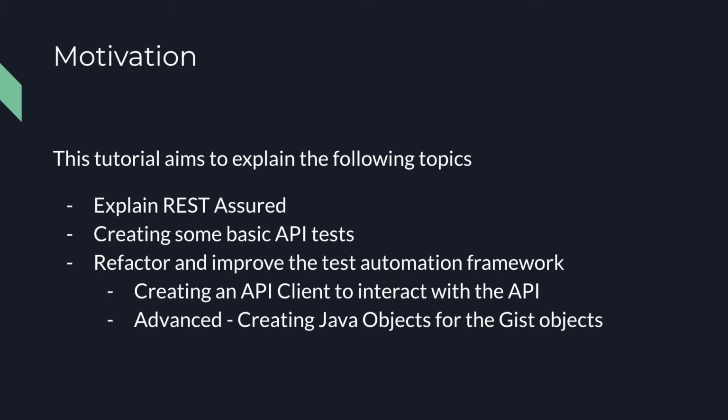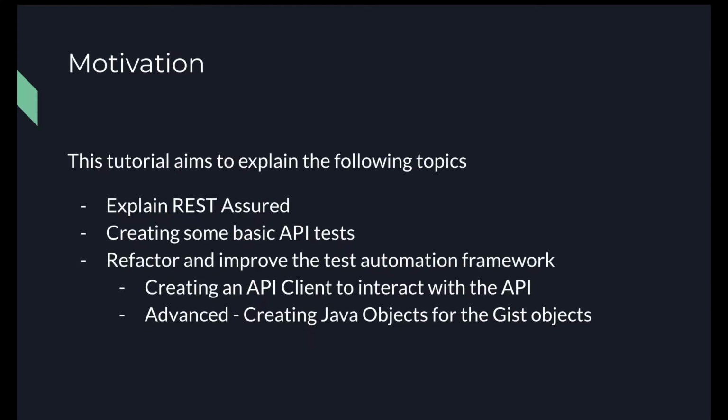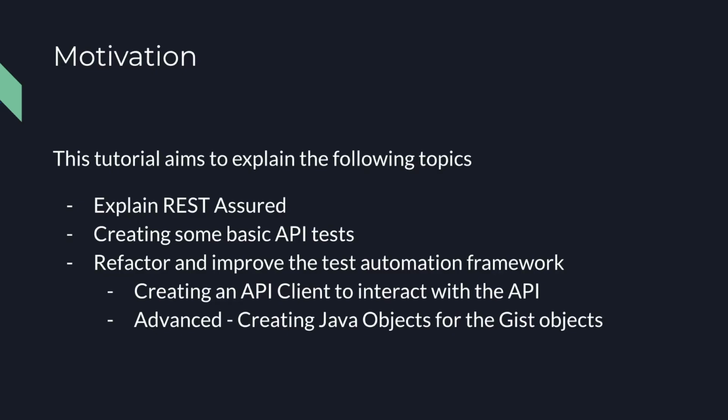Once we have the basic tests there in place, we are going to start refactoring and improving that automation framework. We are going to mainly do two things. We're going to create an API client that will interact with the Gist API so that the tests do not have to know anything about how to interact with that API. They're just going to call a few methods. And at a later stage, we're going to do some more advanced refactoring in which we're going to create some plain old Java objects to handle the gists.